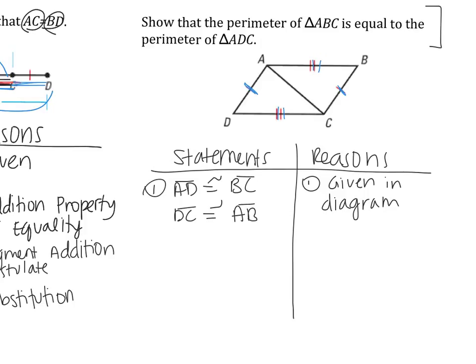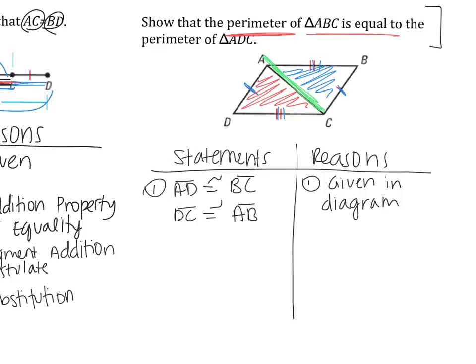I need to think, what am I trying to prove? I'm trying to prove that the perimeters are equal. Okay, so what does perimeter mean? Perimeter means that I add up all the sides. So far, I have this triangle right here that I'm looking at, and I have this triangle right here. In my proof, I've mentioned 2 of the 3 sides of both triangles. The only side that I have not talked about in my proof at all is this side right here.